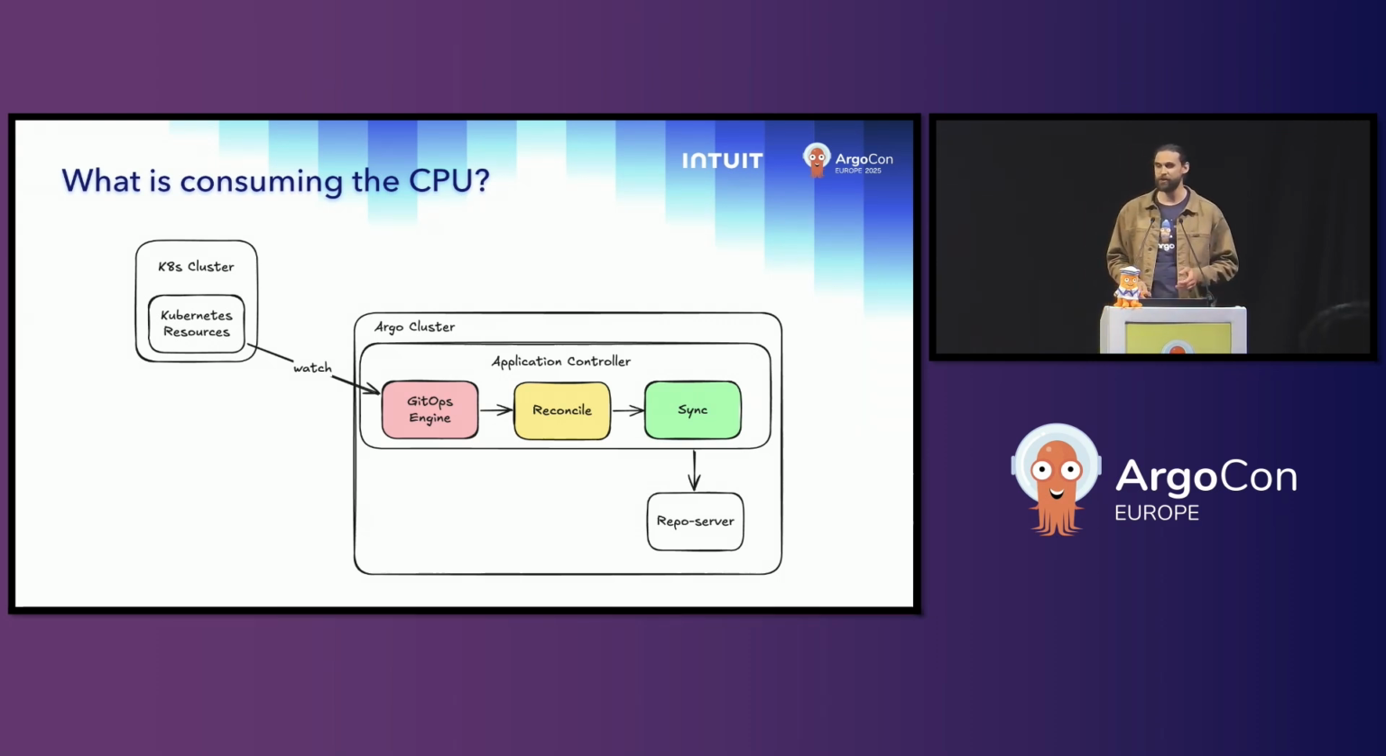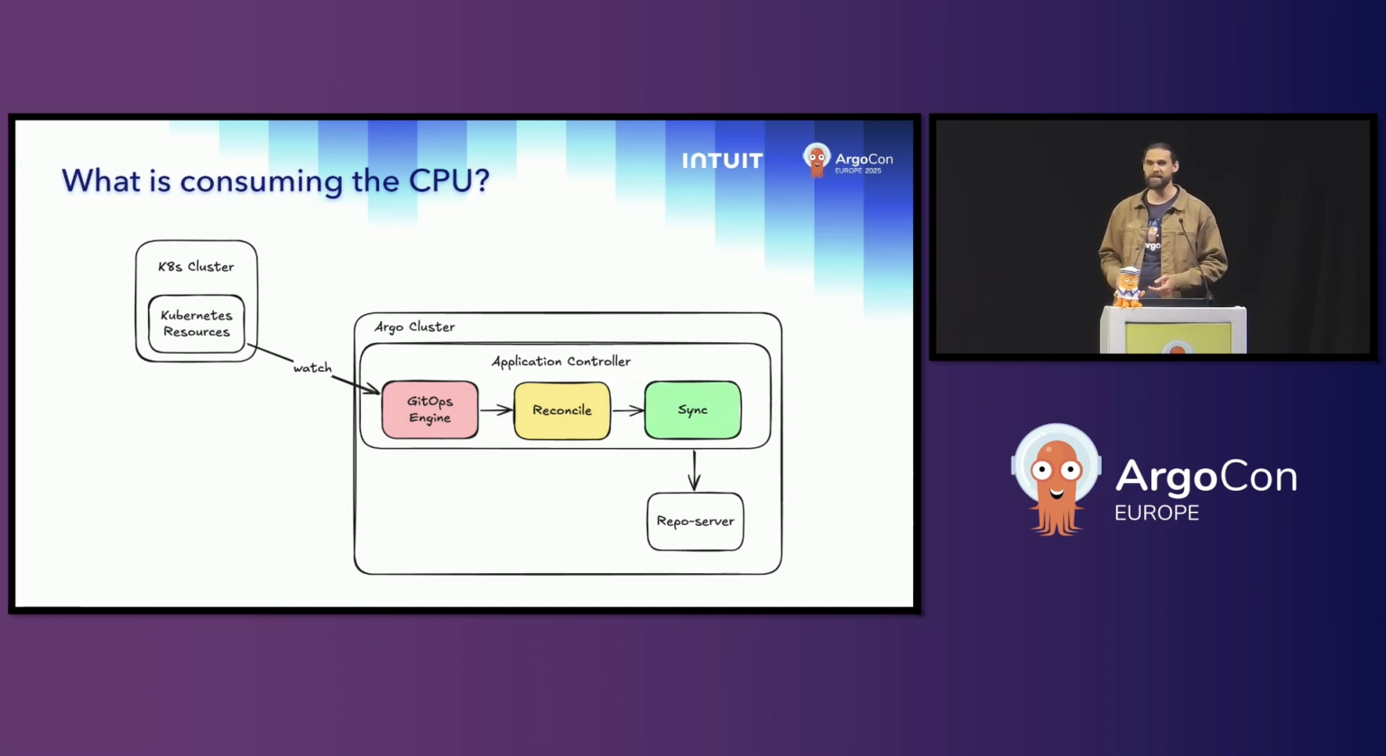In the application controller, there are 3 main components. The first one is the GitOps engine. The role of the GitOps engine is to watch all the resource updates in your connected clusters. The GitOps engine will then evaluate if that resource belongs to an application or not. If it doesn't belong to an application, it will discard it. If it does belong to an app, it's going to cause the reconcile loop. So the role of the reconcile is to figure out if your app is out of sync or not.